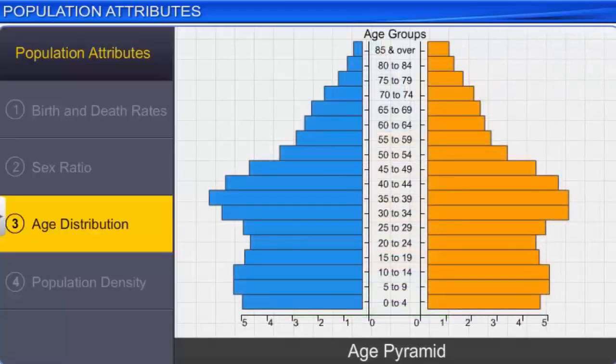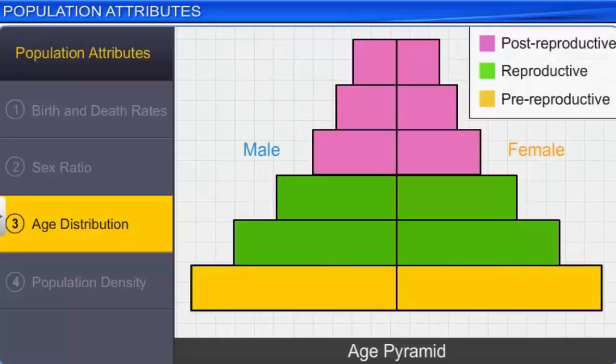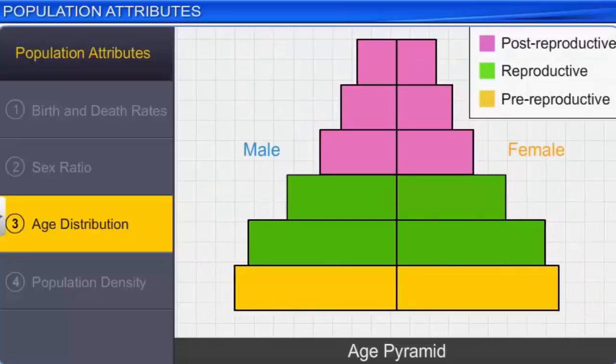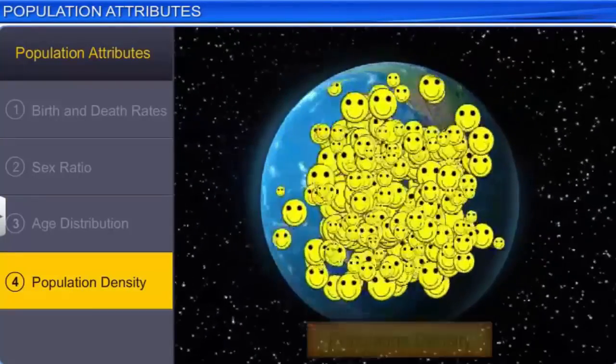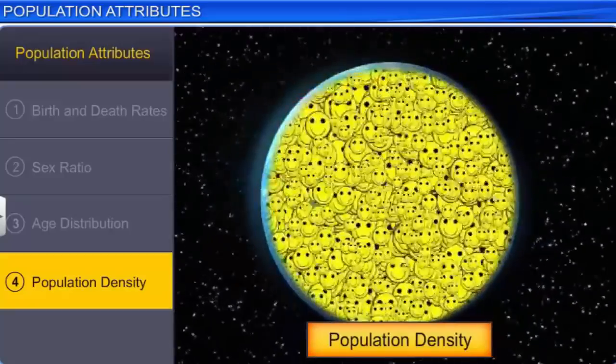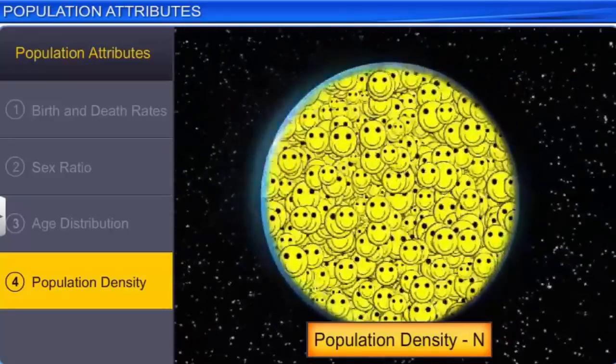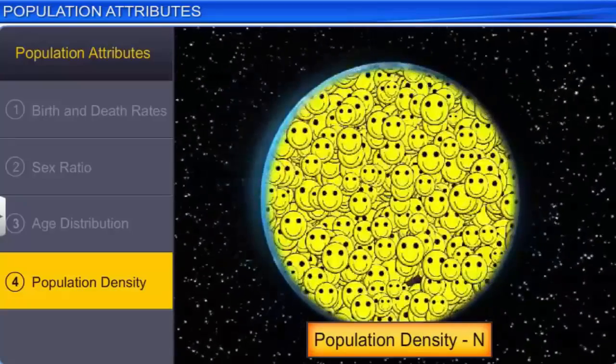In the human population, the age pyramid shows the age distribution of males and females in the same diagram. In fact, the shape of the age pyramid reflects the growth status of the population and indicates whether the population is growing, stable, or declining. Another important population attribute is the size of the population, or the population density, denoted by the letter N, which provides details of its status in its habitat.